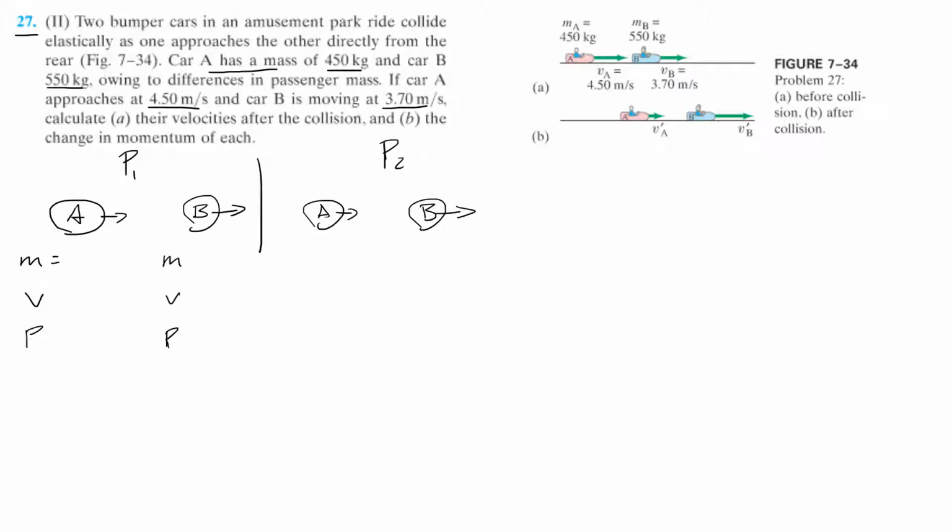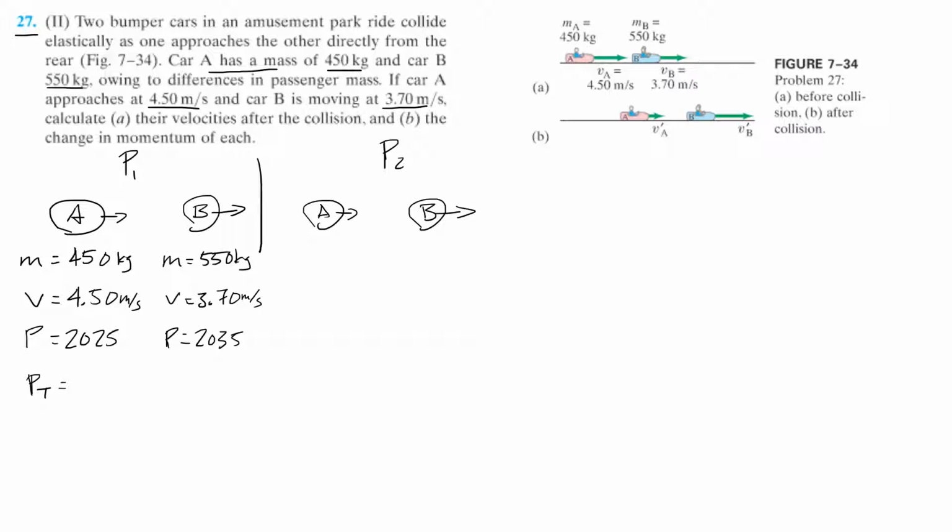So the first mass is going to be 450 kilograms. Velocity here is going to be 4.50 meters per second. If you multiply those two, you'll get 2025 kilogram meters per second. This one is 550 kilograms with a velocity of 3.70 meters per second. You'll multiply those two values and you'll get 2035.